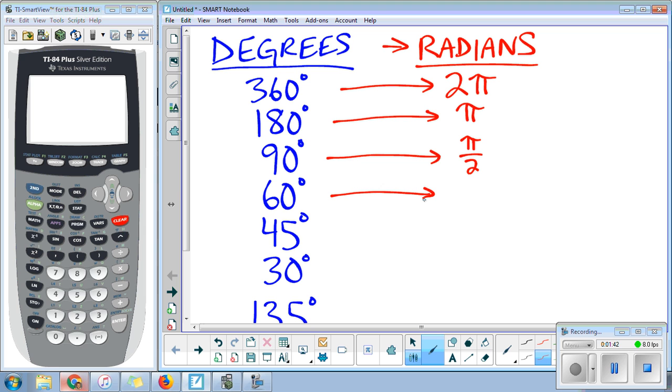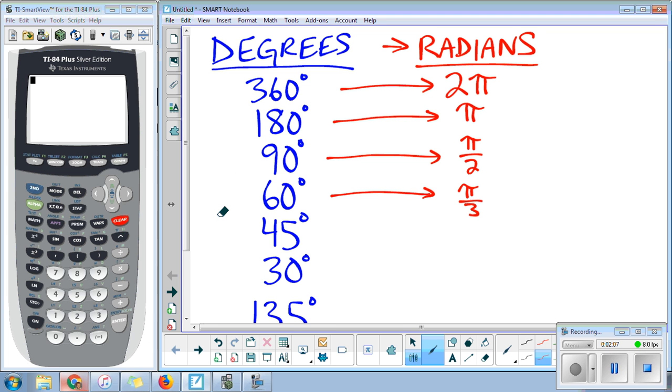For the next one, for 60 degrees, it might be a little bit trickier to get there. You could use the 180 and think about how do you get from 180 to 60. And that would be dividing by 3. So I could take this and I could divide it by 3. And so I would have pi over 3 radians. There's a couple other ways to get there, and I'll show you a few more ways in a second.